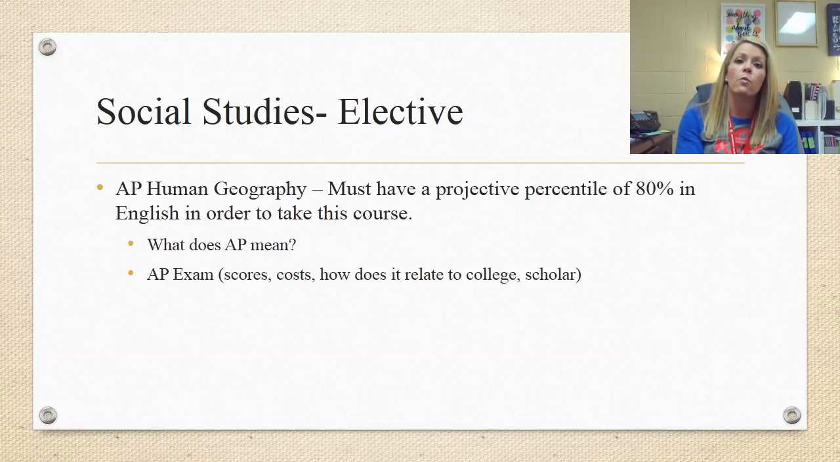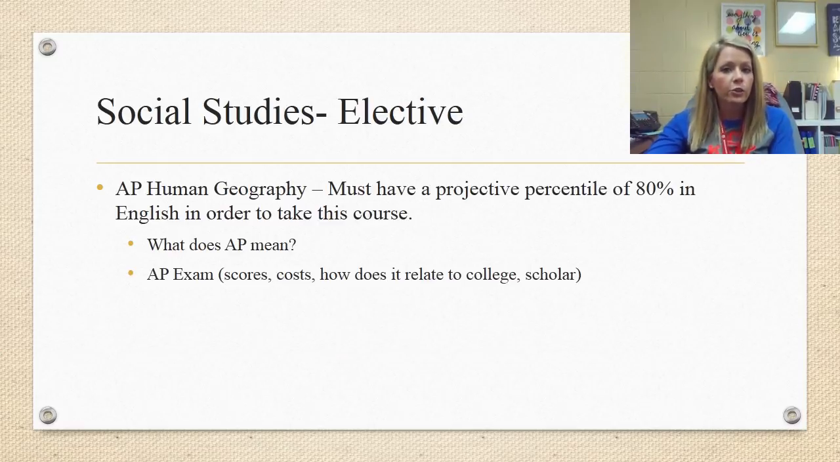It's scored from 1 to 5. If you score a 3 or higher, you get your money back, and you also earn college credit. It will transfer to any college as a history class. So that's pretty cool. And a free credit at that. It is also part of AP Scholar, and I have the AP Scholar requirements on my freshman website.